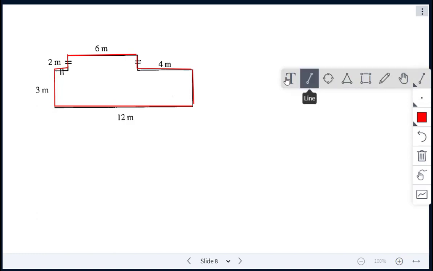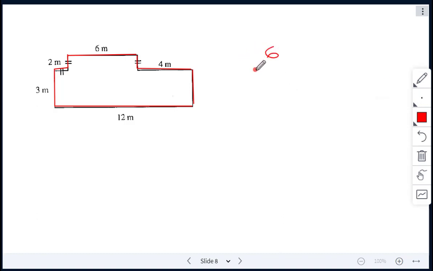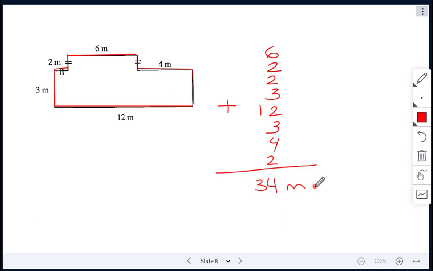Adding all of that up, we'll start at the 6 meters. So we have the 6 plus the 2 here, another 2, then the 3, then the 12, then this 3, then 4, and then the 2 here. All of that added up totals 34 meters.